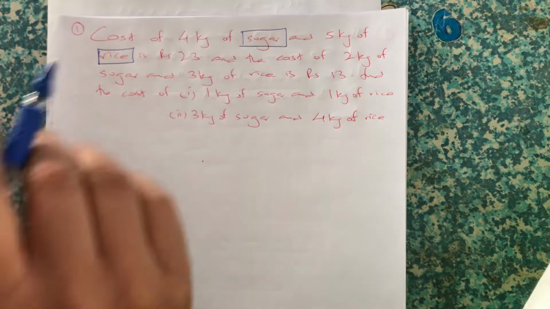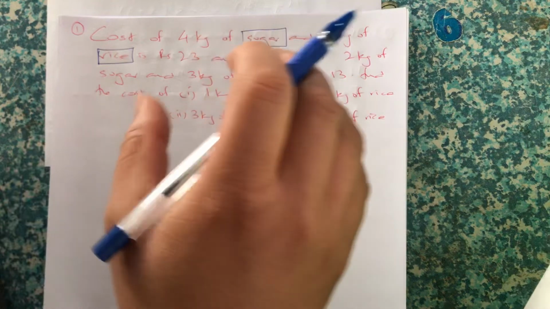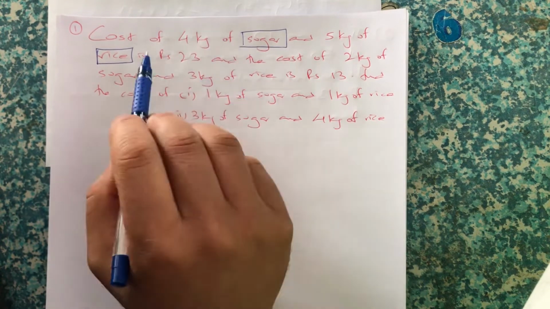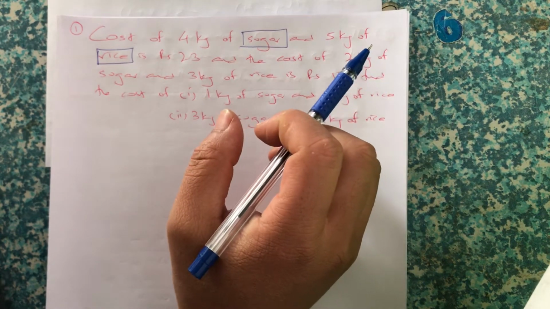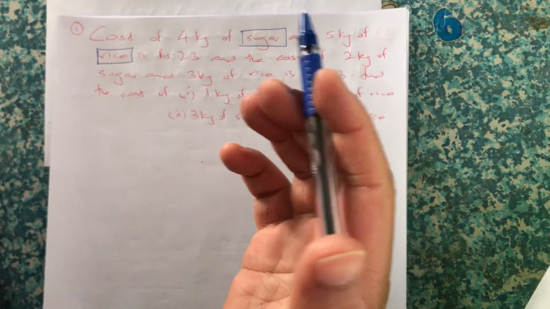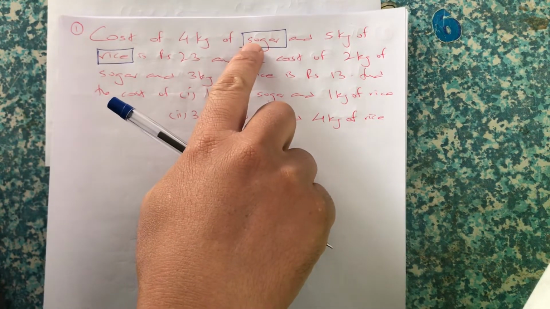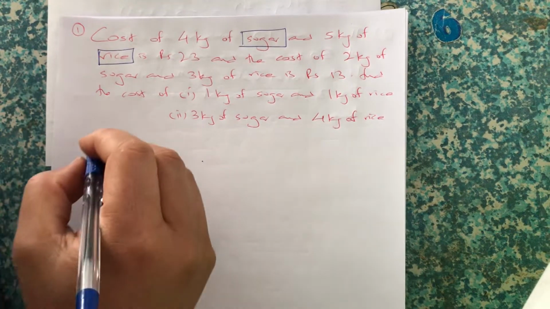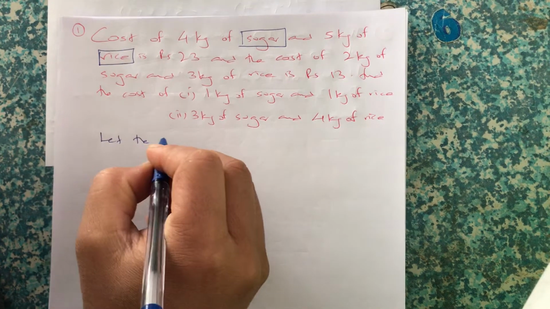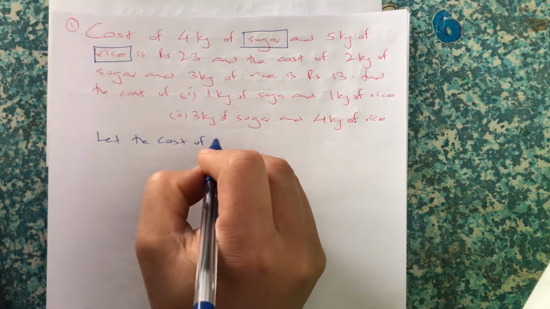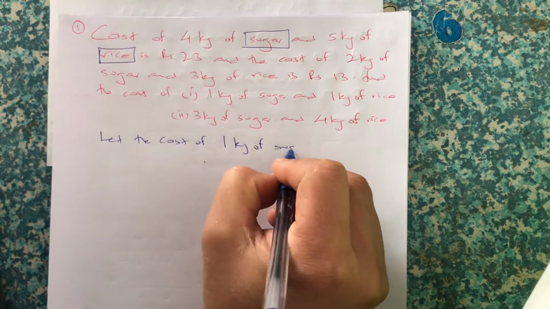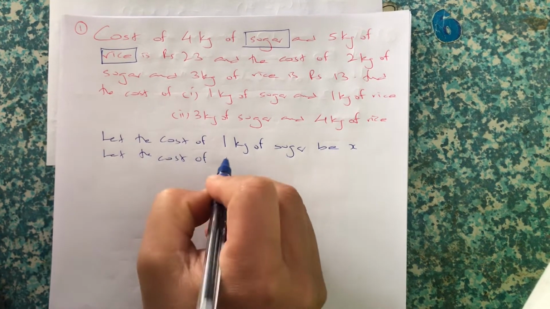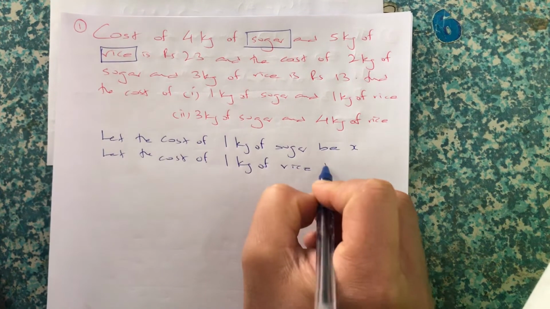Now, how do we go about solving questions of this type? Whatever the two quantities discussed are, we always assume one of them to be x and the other to be y. Sugar as x and rice as y, but how many kg of sugar will we take as x? We'll always start by saying, let the cost of 1 kg of sugar be x, and let the cost of 1 kg of rice be y.